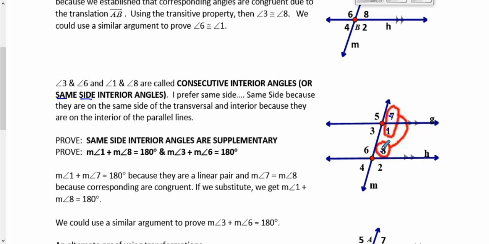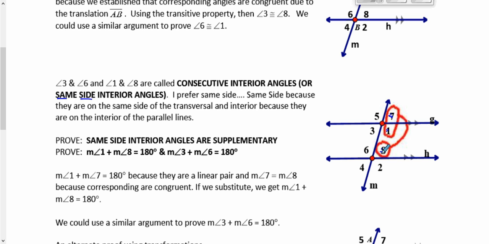Okay, so 7 and 1 are supplementary, right? And 7 and 8 are congruent. So what can you tell me about 1 and 8? They're supplementary. So it's kind of like transitivity, a little twist, right? Not necessarily congruent, congruent, congruent. But it's like congruent to supplementary to supplementary, but it's kind of the same thing, right?